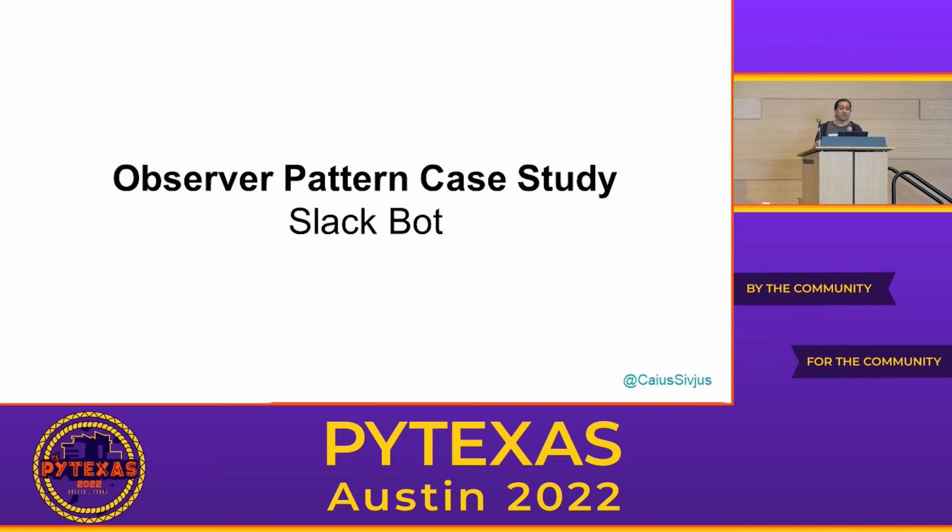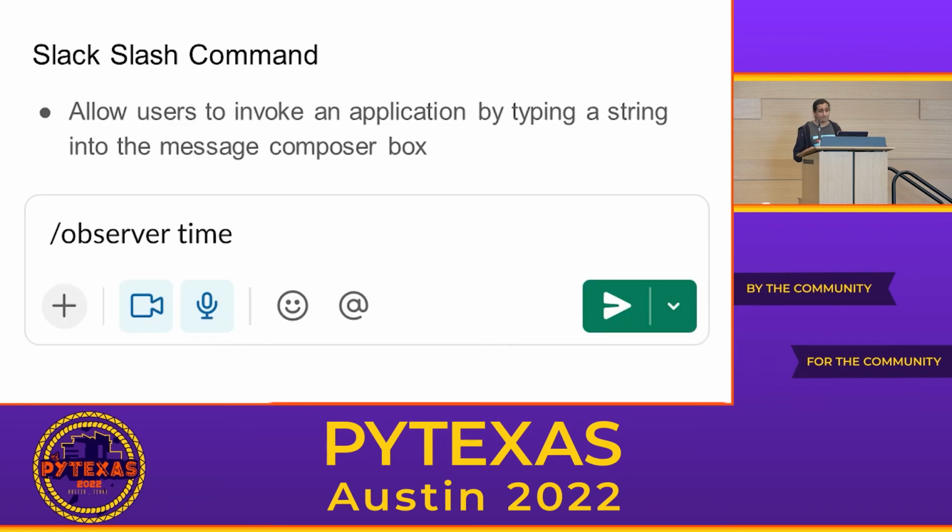So that was a lot of theory. Let's roll up our sleeves and write some code. And in this example, we're going to be implementing a Slack bot using the observer pattern.